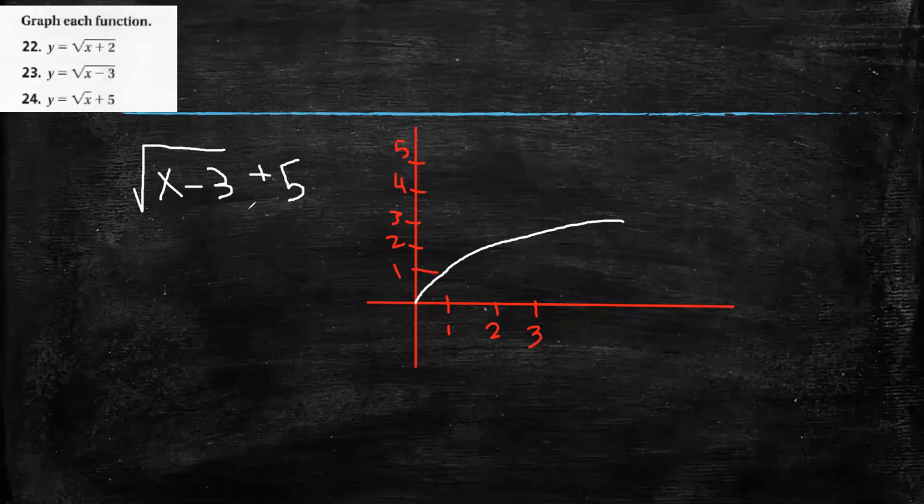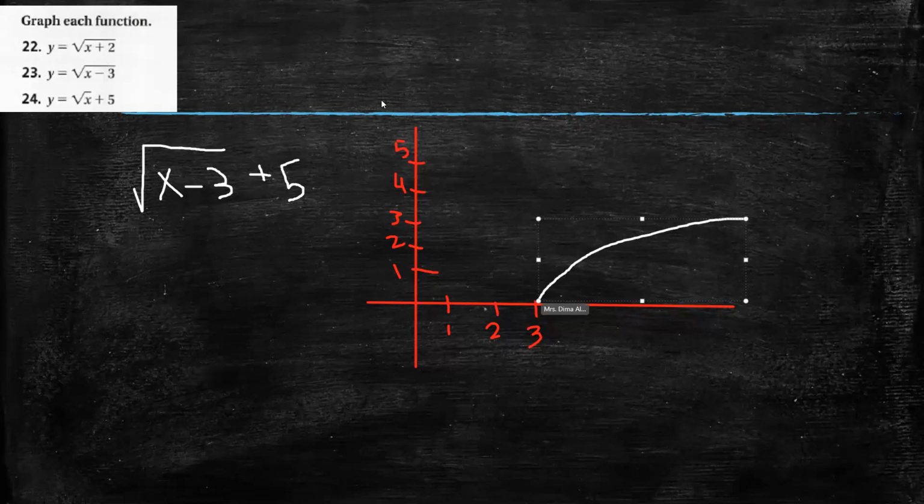Now, here we have to graph the square root of x minus 3, plus 5. As you see here, this is the parent function. Minus 3: since the number 3 is under the radical, that means I have to go 3 steps to the right. Then 3 steps to the right, then plus 5.